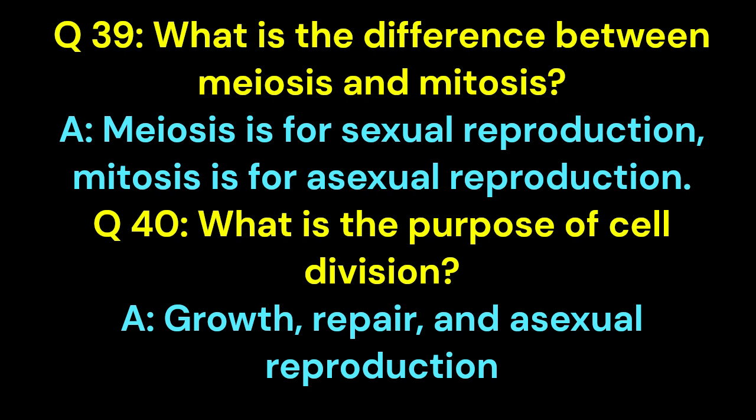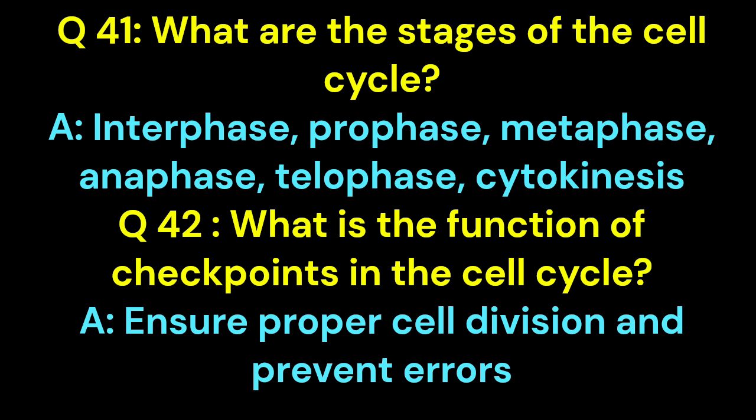Q39. What is the difference between meiosis and mitosis? Meiosis is for sexual reproduction. Mitosis is for asexual reproduction. Q40. What is the purpose of cell division? A. Growth, repair, and asexual reproduction. Q41. What are the stages of the cell cycle? Interphase, prophase, metaphase, anaphase, telophase, cytokinesis. Q42. What is the function of checkpoints in the cell cycle? A. Ensure proper cell division and prevent errors.